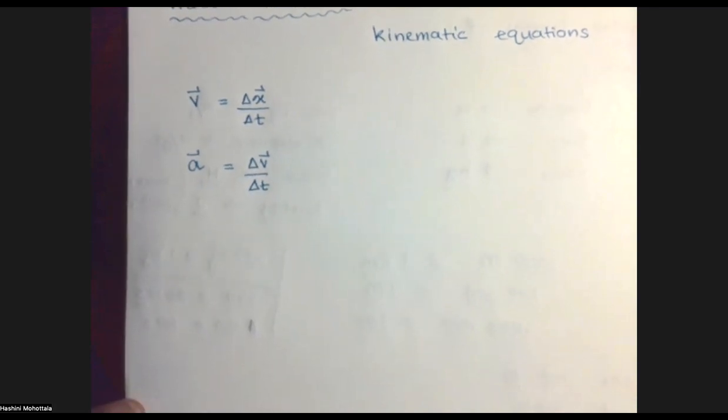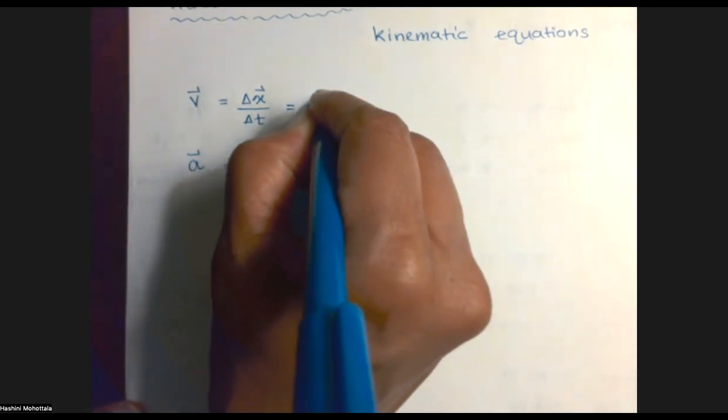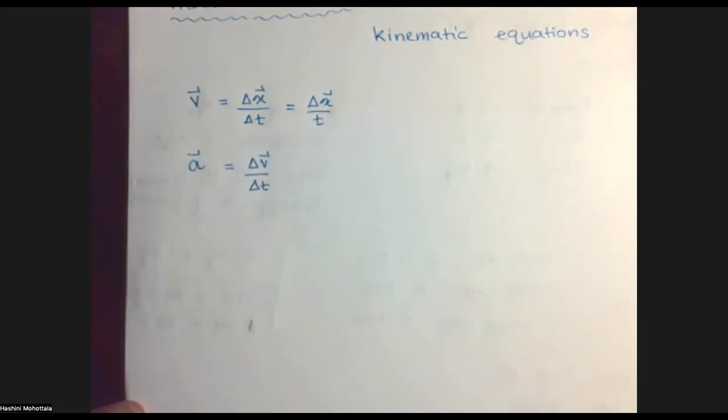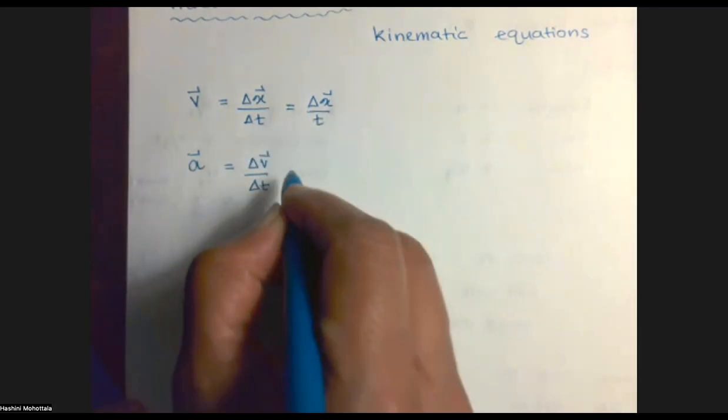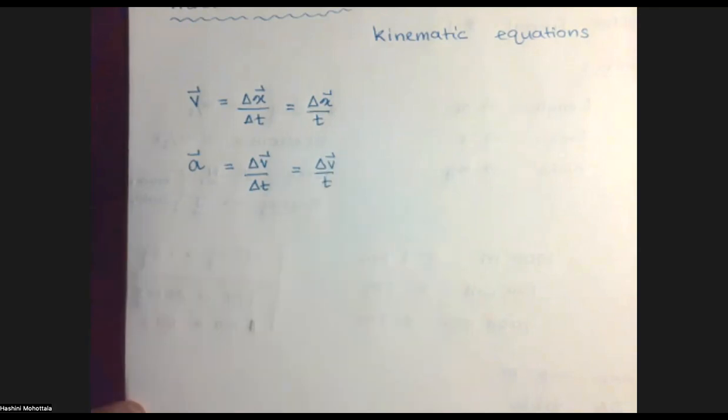Delta x stands for the displacement. Delta t is the time change. Delta v is the velocity change. And delta t again is the elapsed time or the change in time. So most of the time people actually use it as delta x divided by time directly instead of using delta t. And the same over here, delta v over time, just like that.